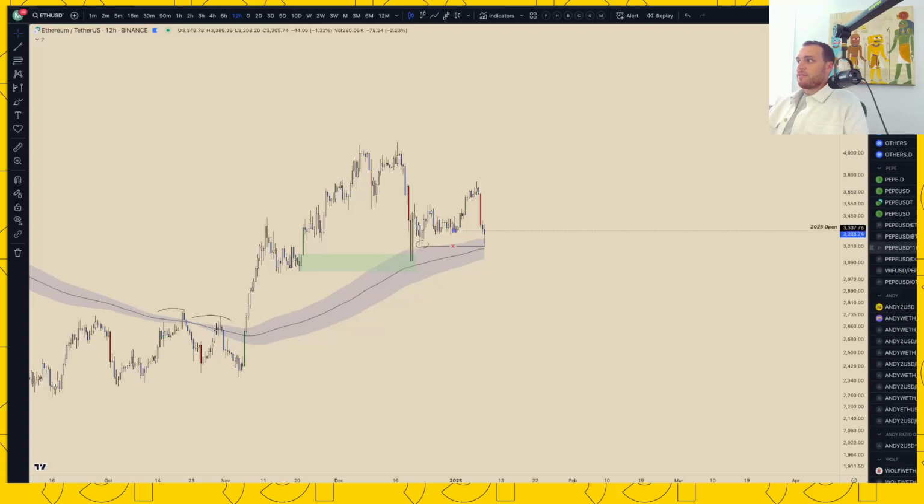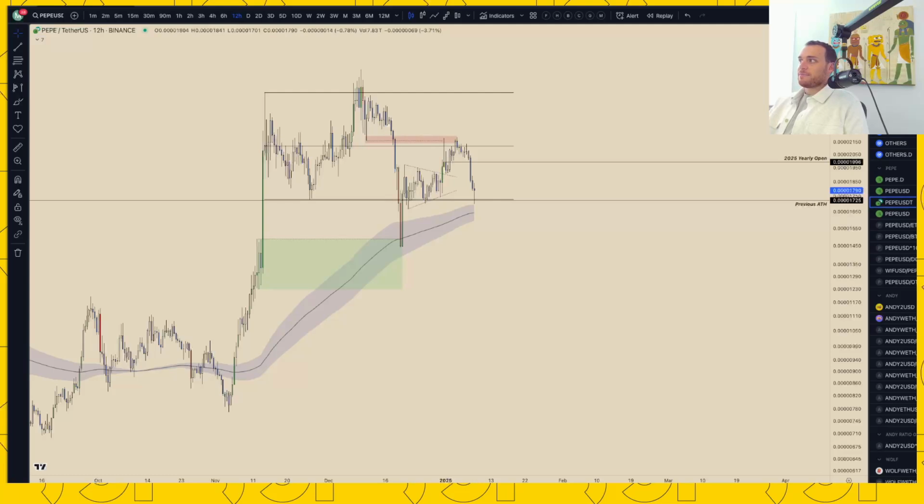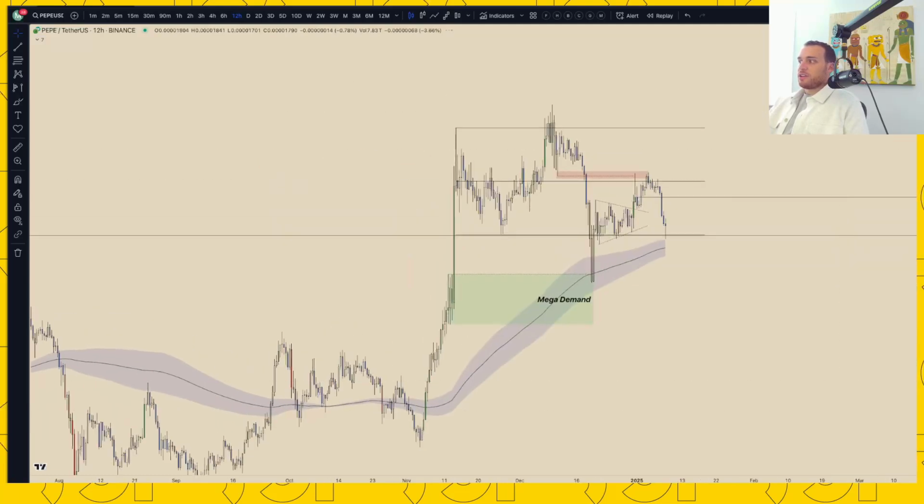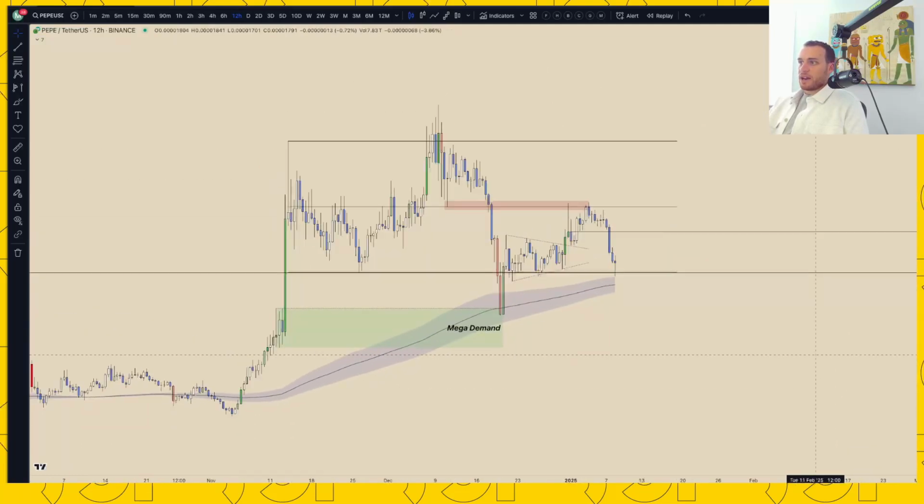Let's take a look at my favorite, Pepe. Why not? So first thing you'll notice here as well, we got a nice little band below.